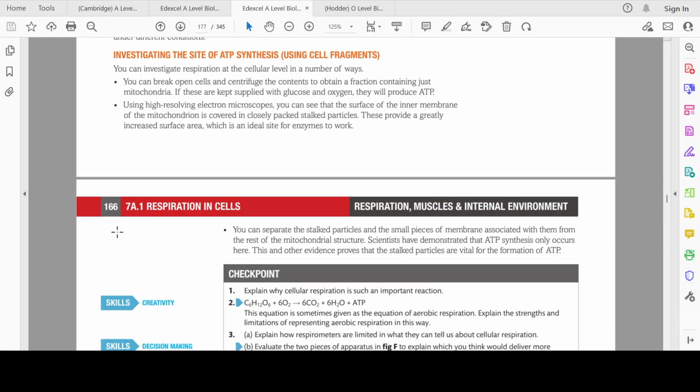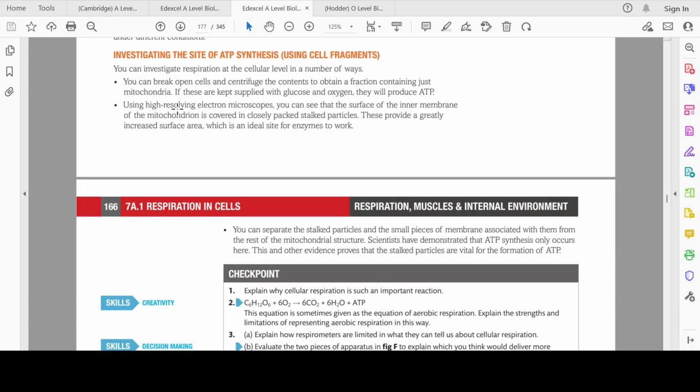Then there's another investigation, investigating the site of ATP synthesis and how that takes place. You can investigate respiration at the cellular level in a number of ways. You can break open cells and centrifuge the contents to obtain fractions containing just mitochondria. So this is just a summarized outline of how that will happen, not details of what the sedimentation rate of mitochondria is, which layer it will be in, how to break up the cells, how to treat them. And then if these mitochondria are supplied with glucose and oxygen, they will produce ATP, they'll do their job.